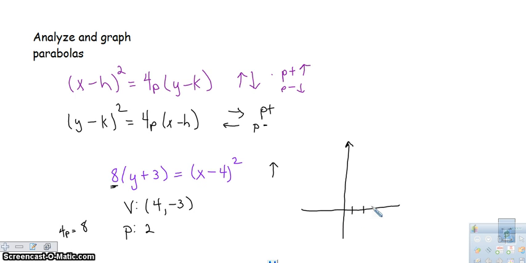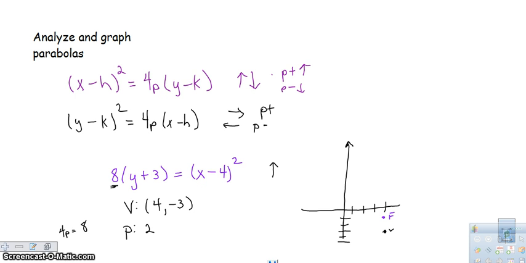Alright, what I like to do is I like to just go ahead and graph them. So I have 4, negative 3. That's my vertex. That has to be on the graph. I even label this with a little v. Then I can say, well, p is 2. So if I come up here, I know this opens up because this is positive, so I have to go 2 above the vertex. And if I go 2 above, that's where my focus is. And then if I go 2 below, I should have a directrix.